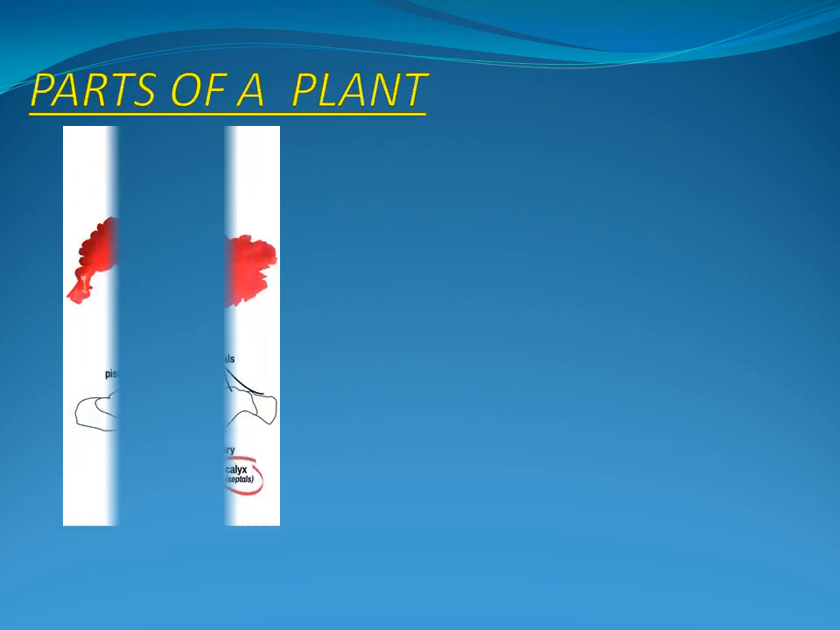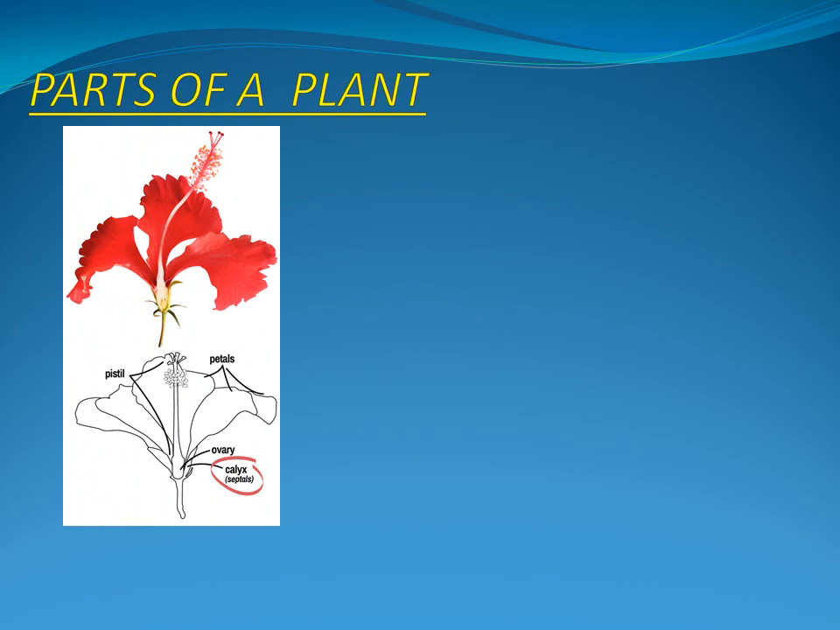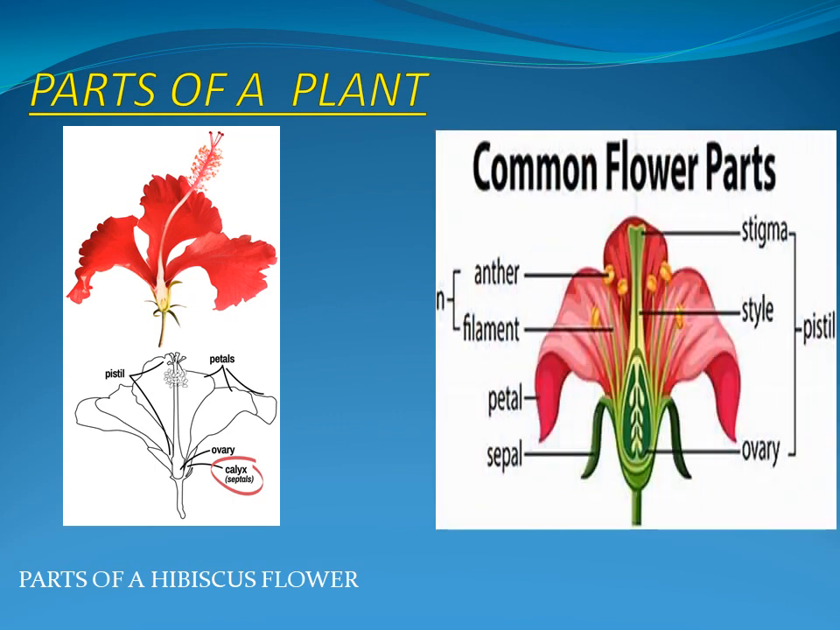Then next is parts of a flower. I have put the parts of a plant, and both are the same. Parts of a flower should come to that part, and here I have put the parts of a hibiscus flower. So you can see the parts of the hibiscus flower.